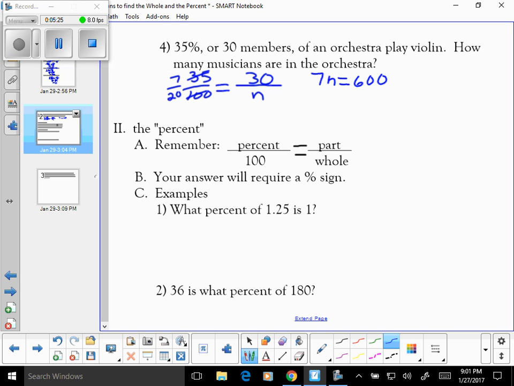Now, this is where you're going to have to probably get your calculators out. And you're going to notice that it doesn't come out evenly. But you have to ask yourself a question. Are you going to get in trouble if you try to cut a musician into parts?